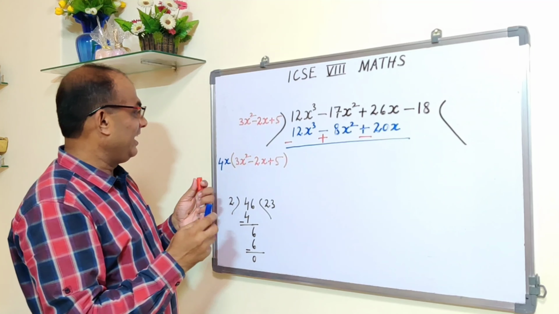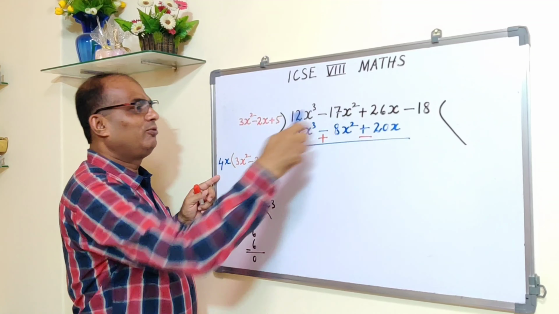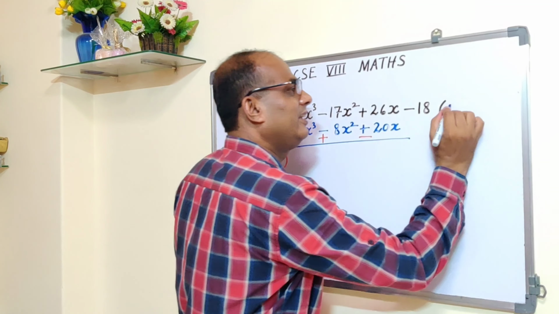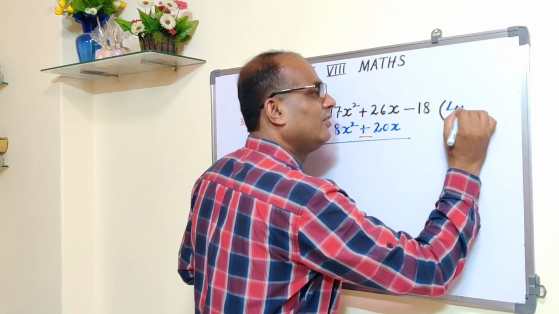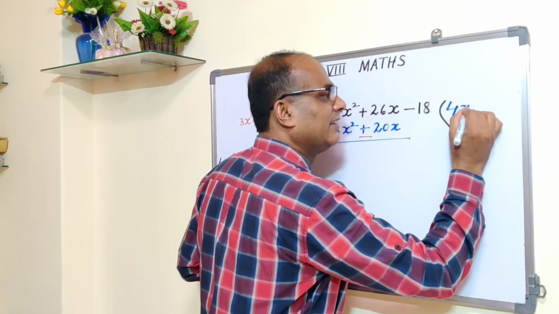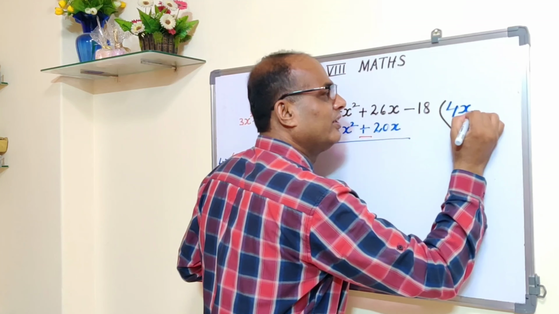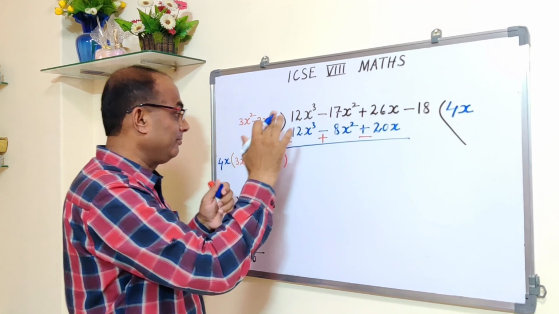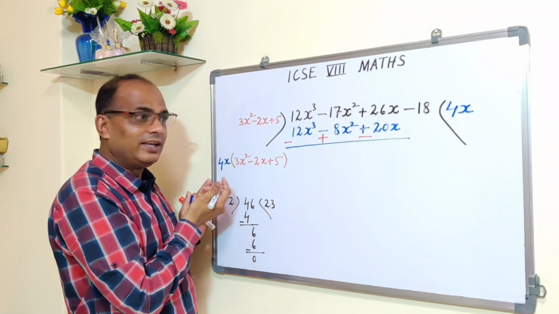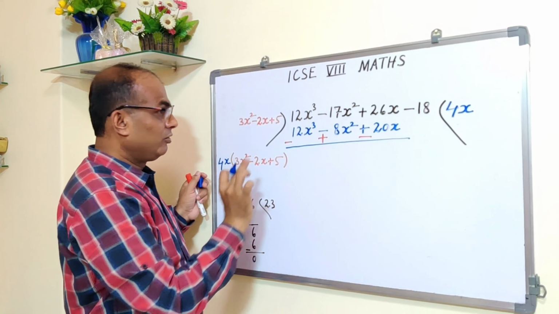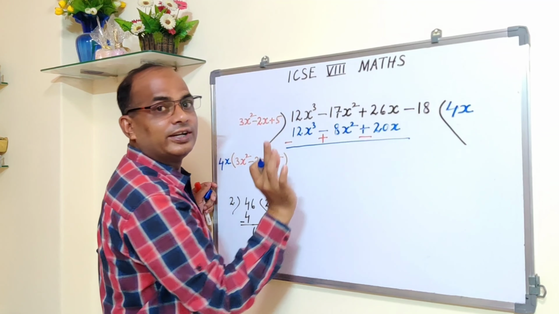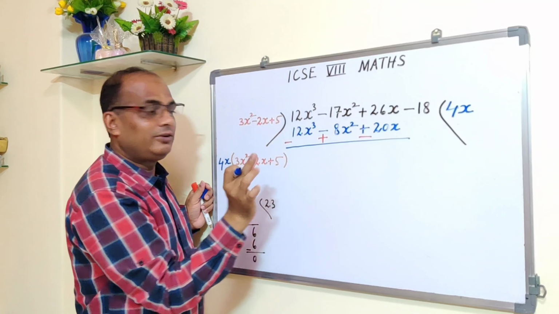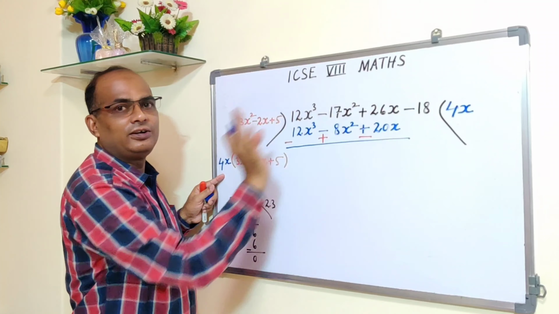One more thing. We are multiplying by 4x, so that 4x we should write down here. Don't forget to write it down, because sometimes you do all the calculation and then forget to write it. The first time only, you write down 4x. Once you decide that you are going to multiply by 4x, please write down 4x there.